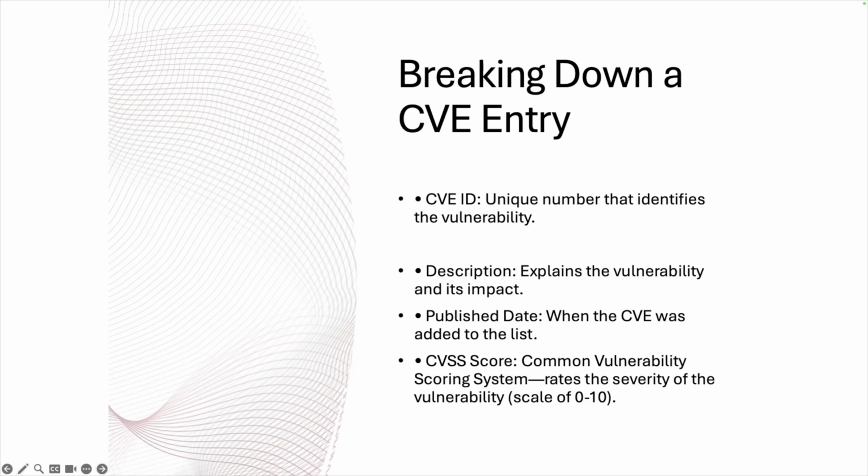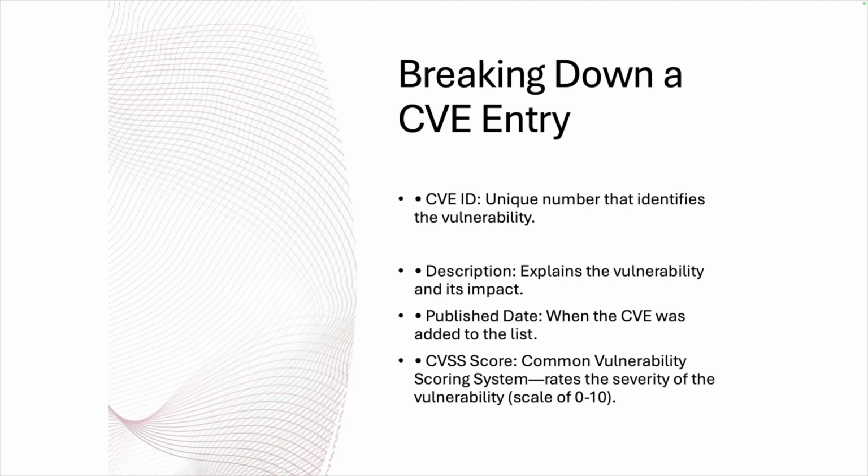Now, what are the components of a CVE? So we are breaking down what a CVE entry is. A CVE has what we call a CVE ID. That is a unique number that identifies the vulnerability. Then the description, which explains the vulnerability and its impact. The published date of the vulnerability, that is when the CVE was first added to the list of vulnerabilities.